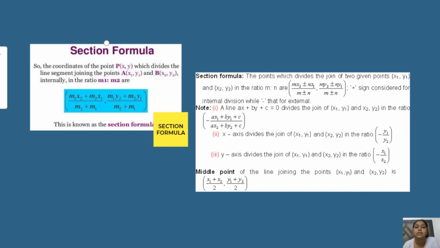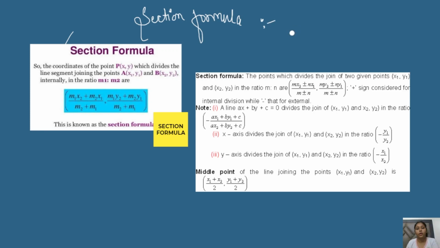Our next is the section formula. Now what is the section formula? As the name suggests, section is basically a kind of a ratio in which a line segment is divided by a particular point. So this is the given definition: the coordinate of the point P(x, y) which divides the line segment joining the points A(x1, y1) and B(x2, y2) in the ratio m1:m2 is known as the section formula.